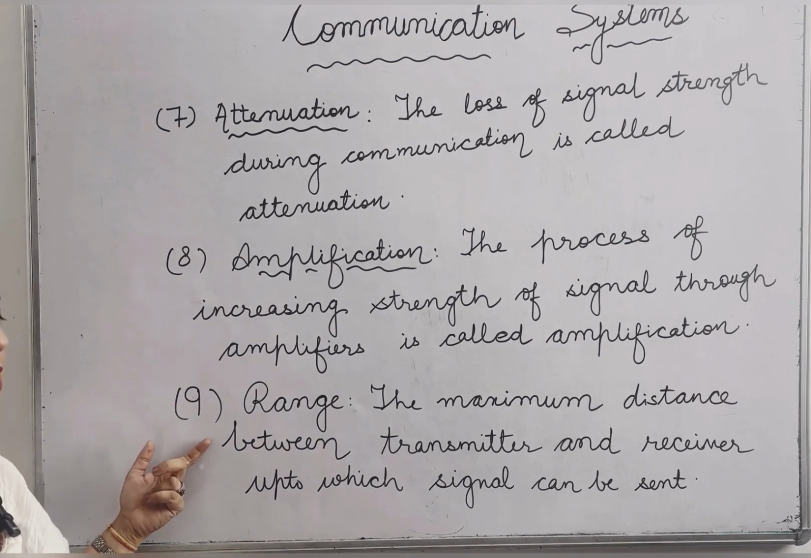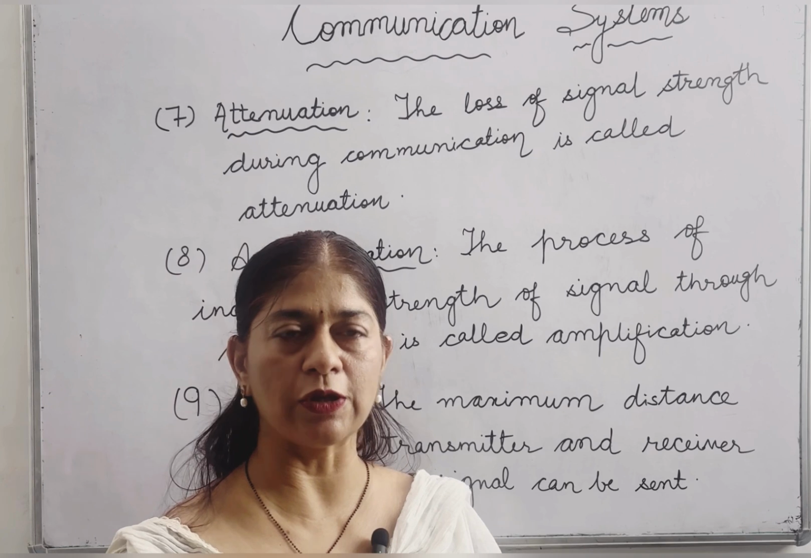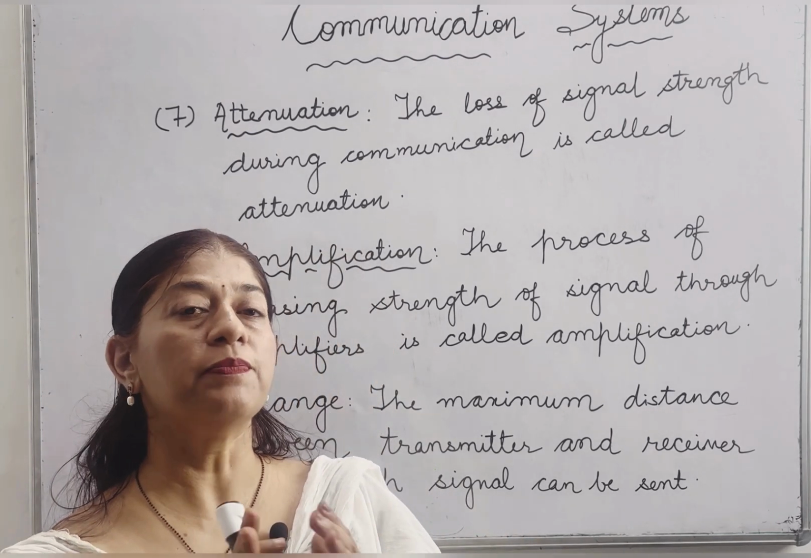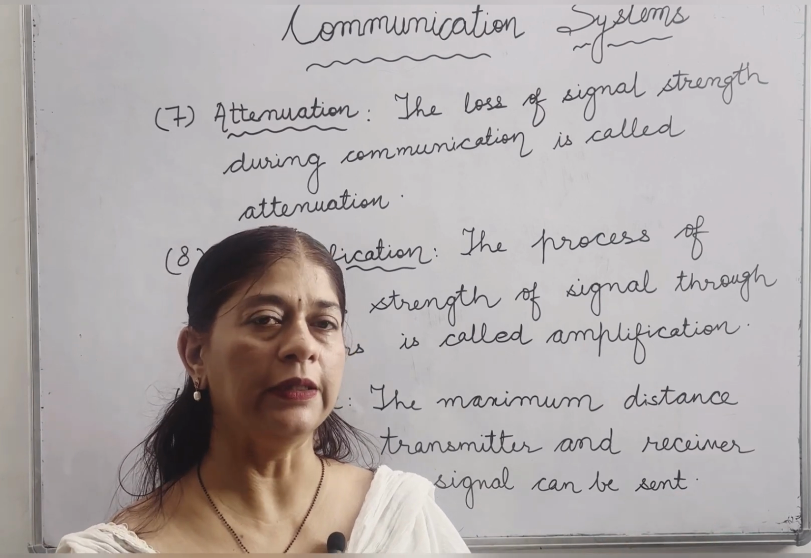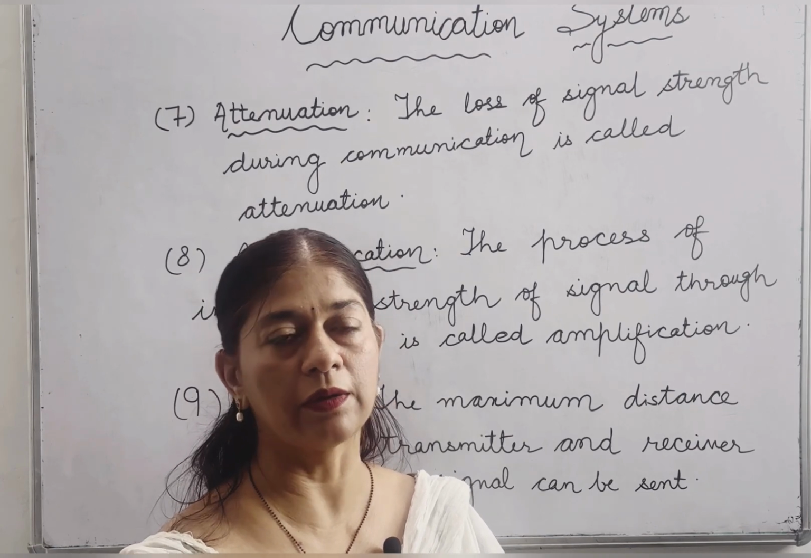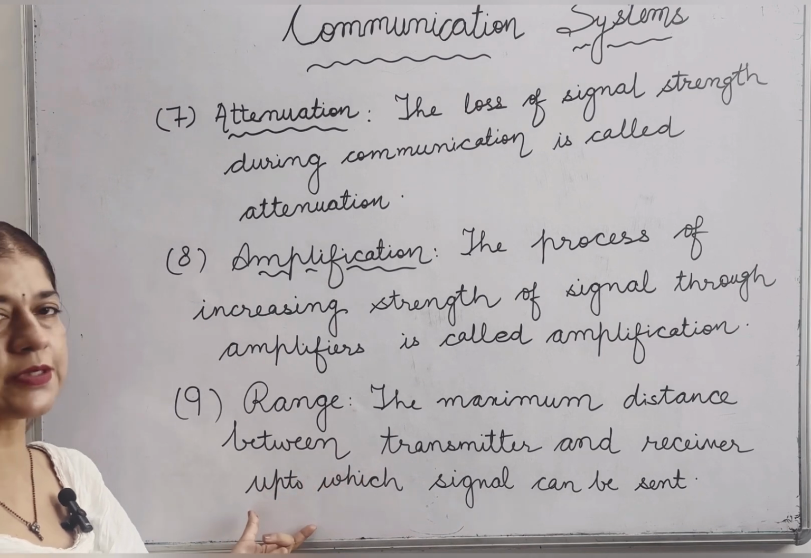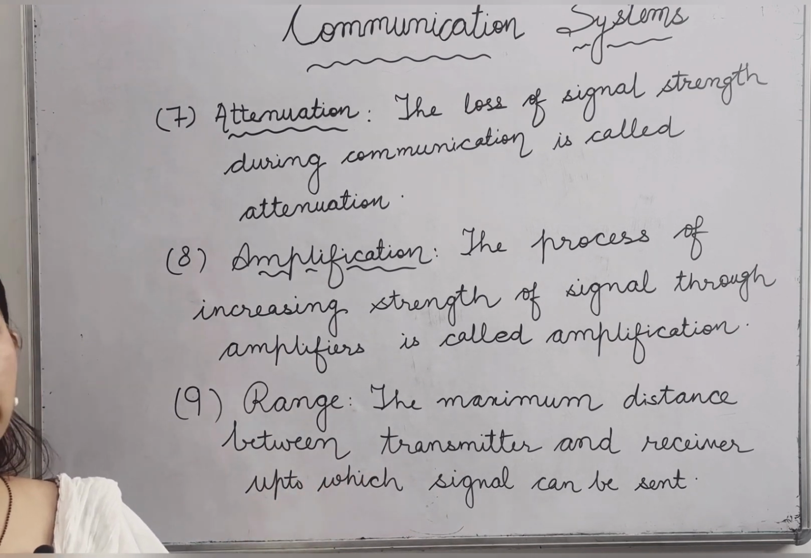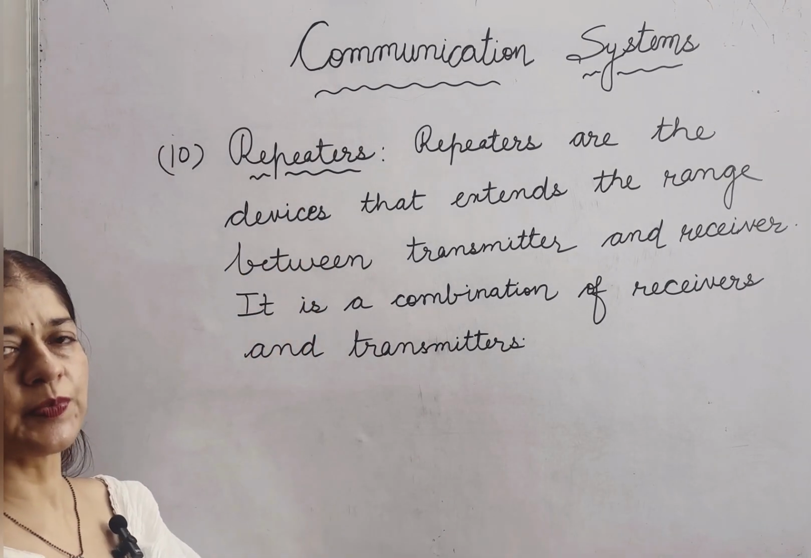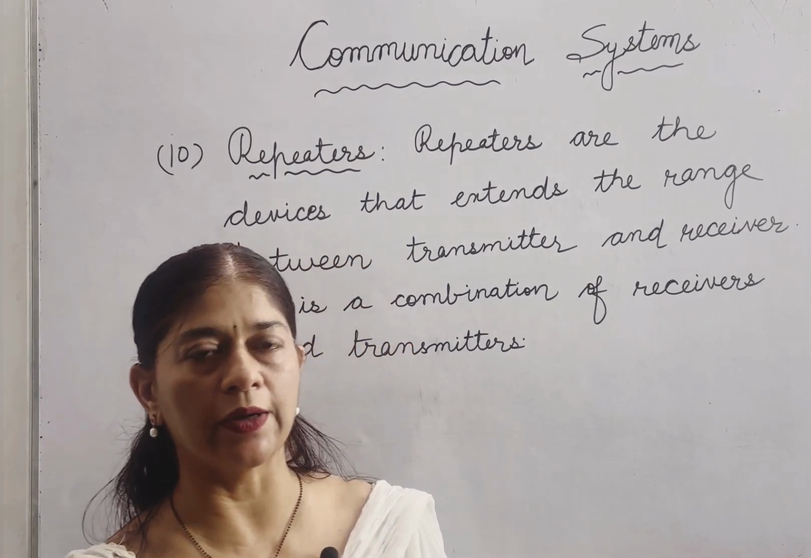The ninth term is range. There is a limit up to which a signal can be transmitted from the transmitter to the receiver. That limit, or the maximum distance that can be taken between transmitter and receiver to send a signal, is known as range. Range is the maximum distance between the transmitter and receiver up to which the signal can be sent. The next basic term is repeaters. Repeaters are useful to extend the range between the transmitter and receiver.